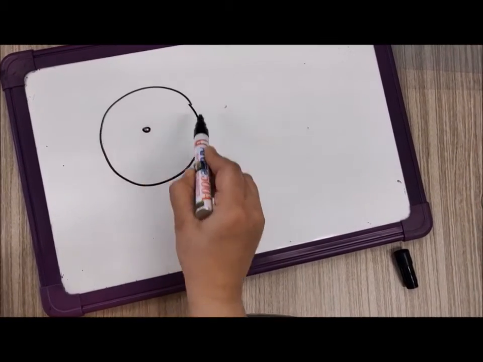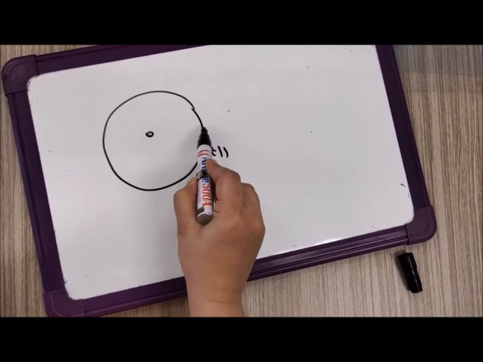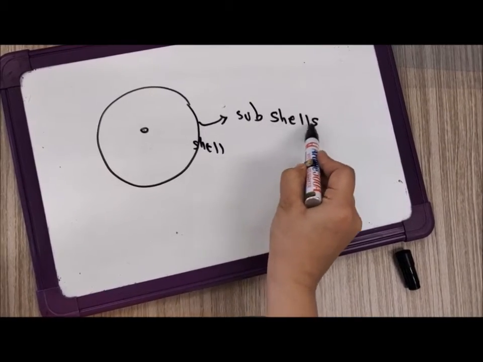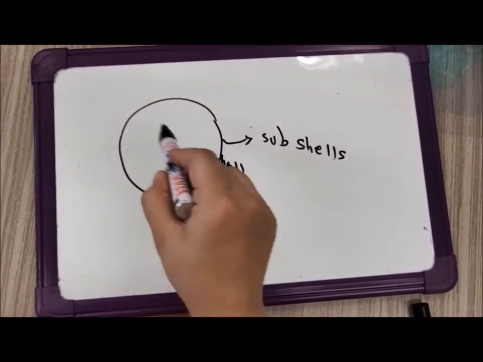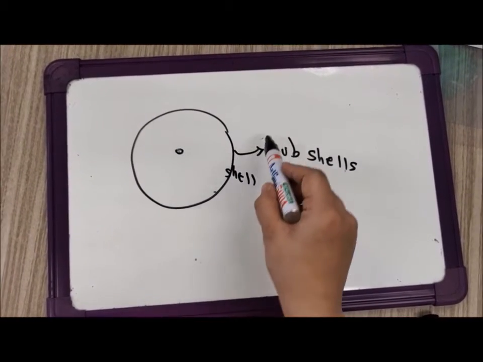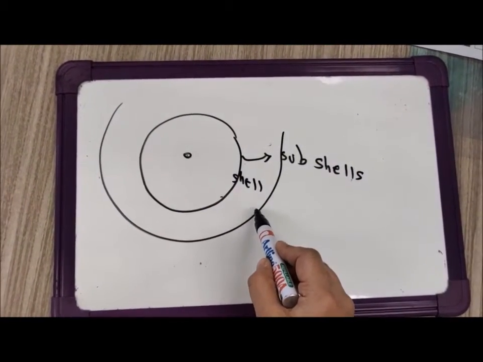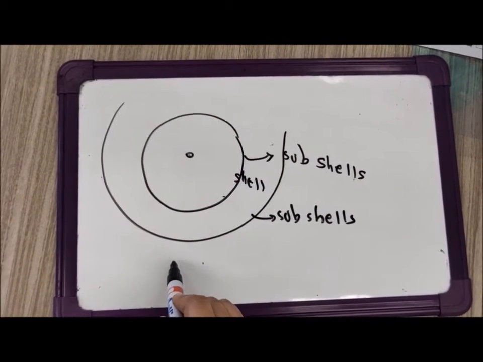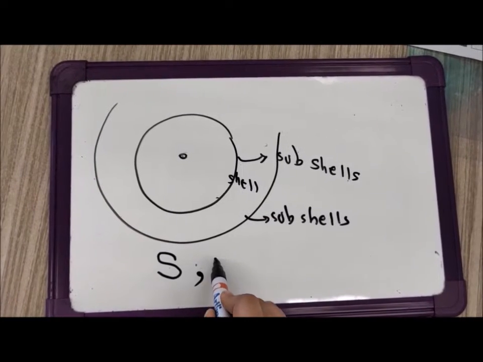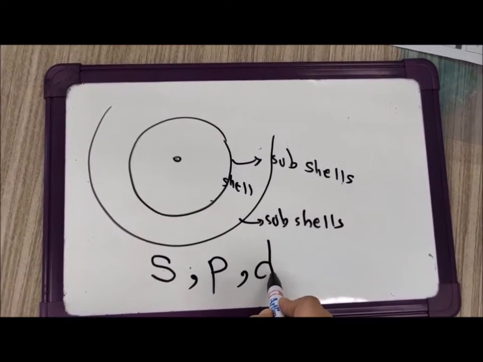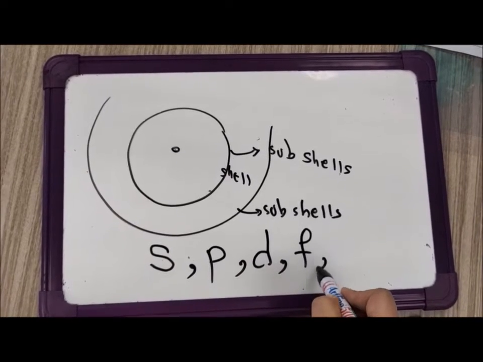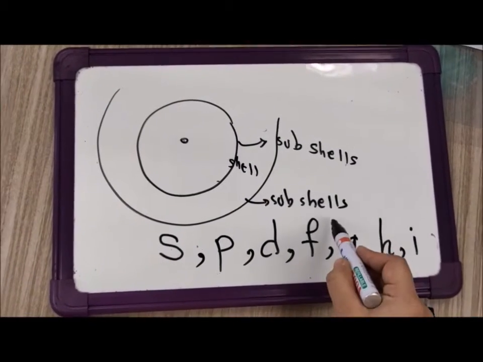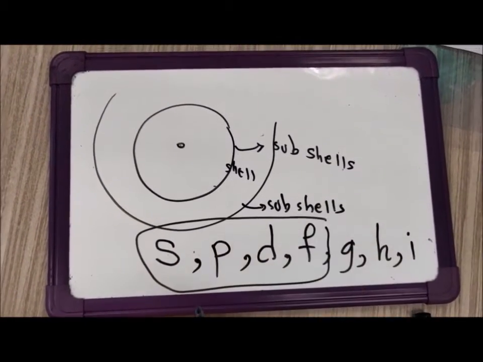On each shell, we have subshells, which you cannot see here. For example, shell 1 has subshells, and shell 2 has subshells. We have different types of subshells. They are called s, p, d, f, g, h, i, but up to f, you need to know.